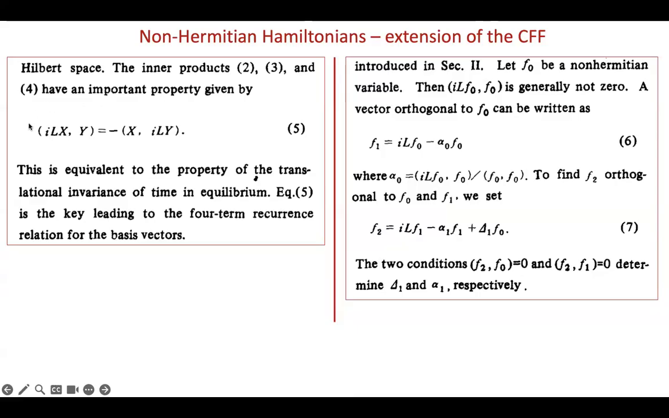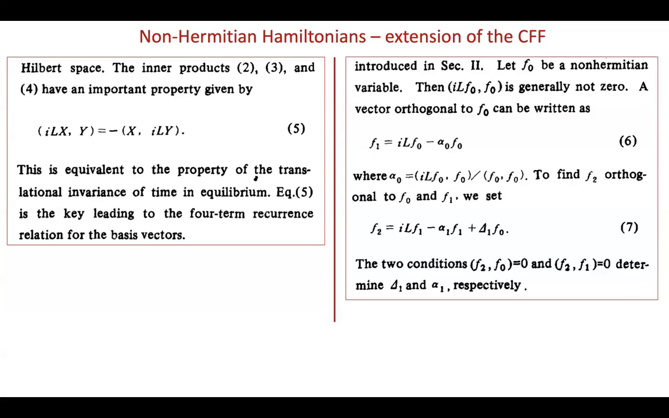So one of the things that comes into play here is this relationship. This relationship is the central relationship that guides what happens when you have non-Hermitian systems, non-Hermitian dynamical variables. So the Liouville operator acting on x comma y is the negative of the Liouville operator when it's acting on y. So the scalar product goes like that.